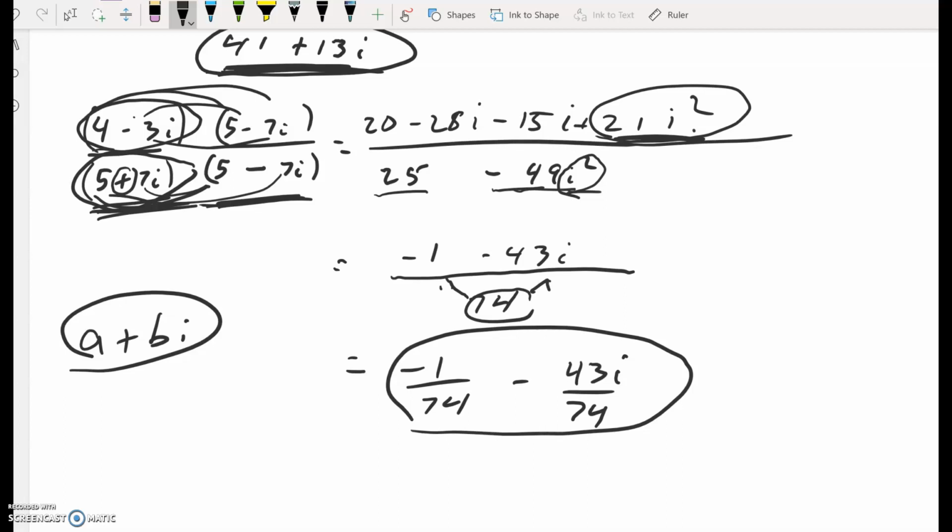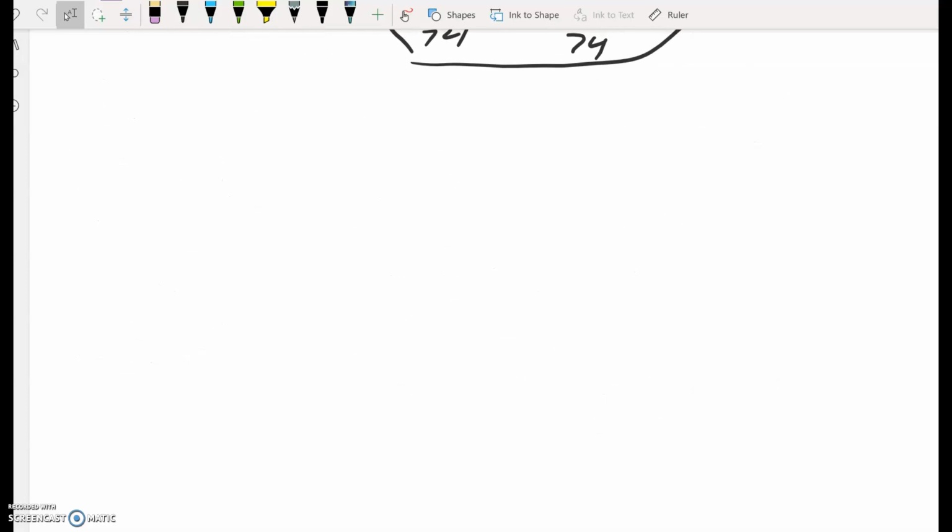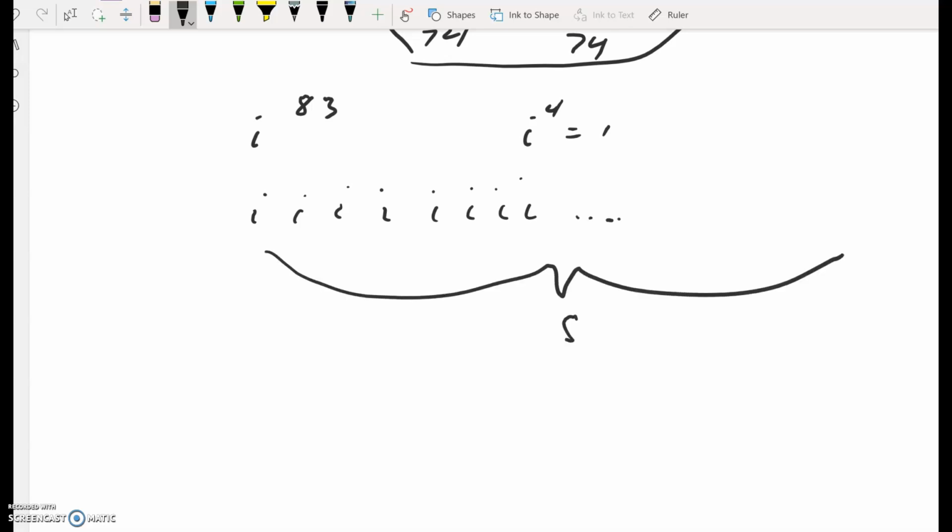There's one other thing I would like to do with you, and that is help you analyze stuff like this. What's i to the 83rd power going to be? Well, we know that i to the 4th power is 1. So i to the 83rd power is going to be a whole bunch of i's multiplied together. In fact, there's going to be 83 of them. But every group of 4 multiplied together makes 1.